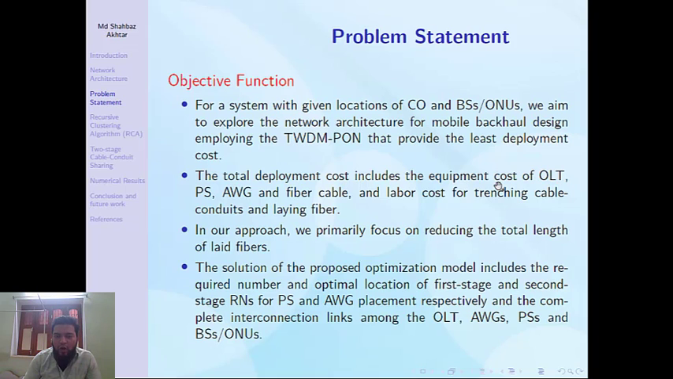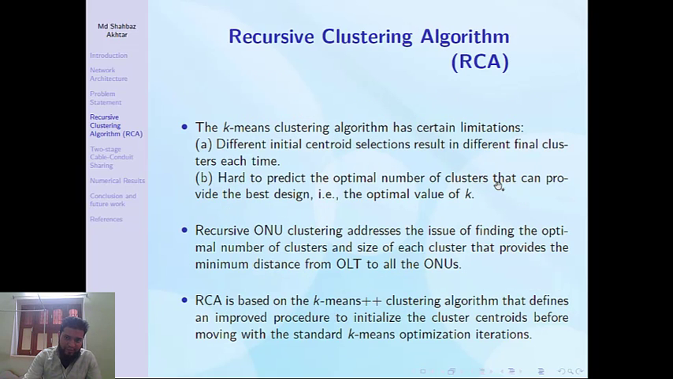As the output of the algorithm, what we get is the number and optimal location of first stage and second stage remote nodes for passive device and AWG placement, and also the complete interconnection detail from the OLT to each ONU. Also, we will get the respective split ratio of the passive devices and AWG in between.